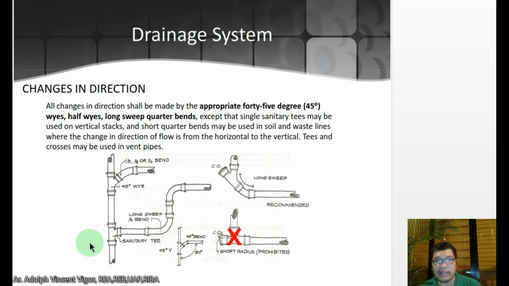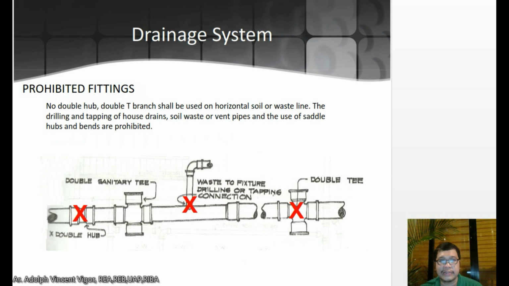So all changes in direction shall be made by appropriate 45-degree wyes, half-wyes, or long sweep bends, except that single sanitary tees may be used on vertical stacks, and short sweep bends may be used in soil and waste lines where the change in direction of flow is from horizontal to vertical. Tees and crosses may be used in bent pipes.